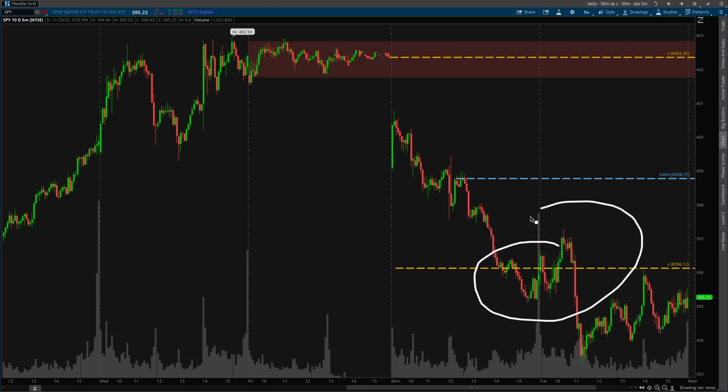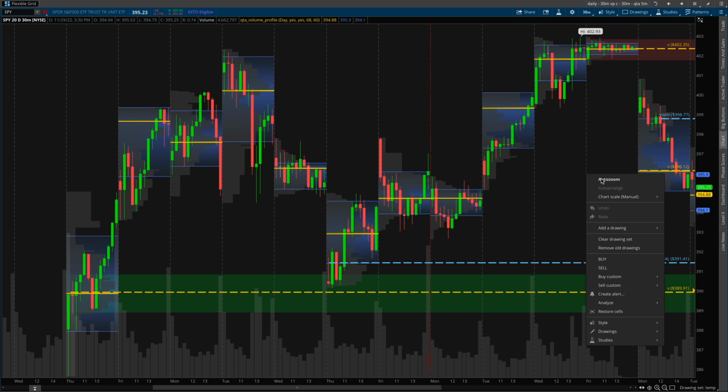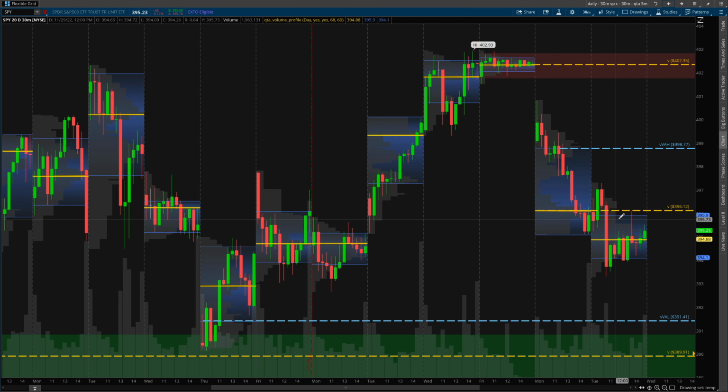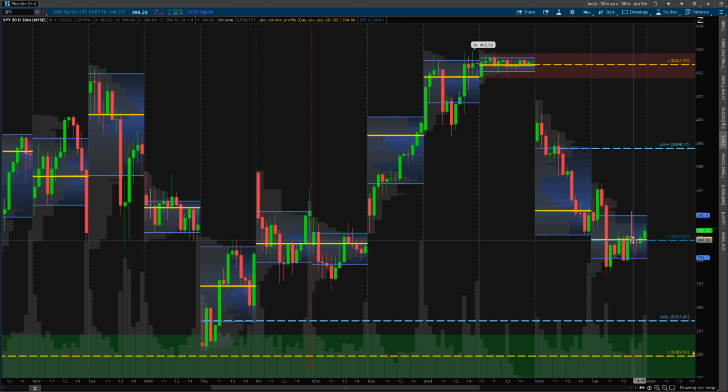This is important because it's essentially setting the tone for the next day. So if we were to go back to here now, let's move this down to today. This is a good gauge. If we close below this tomorrow, then we know who's still in control: aggressive sellers. If we close above it, then we know who's starting to regain control.